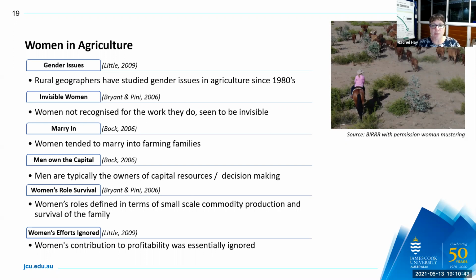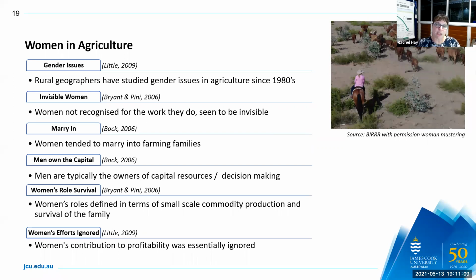So in addition to that, women tended to marry into the farming family, and as such, men were regarded as the owners of capital and hence the owners of decision making. So until recently, women's work, which is characteristically secretarial, feeding the farm workers, caring for house animals and providing emergency labour, was not really regarded as an important role in the rural business.